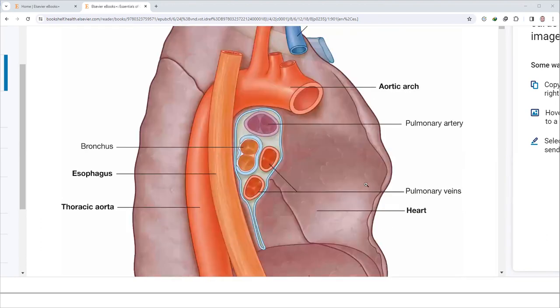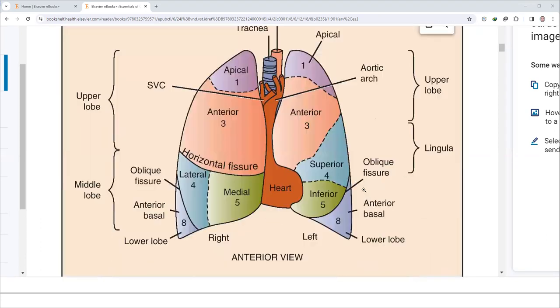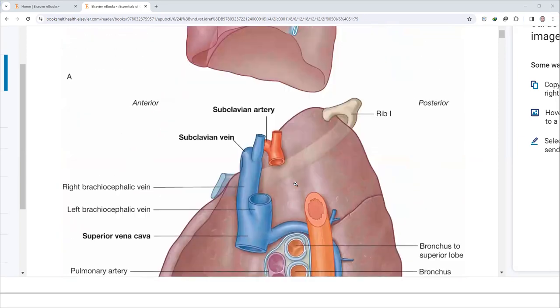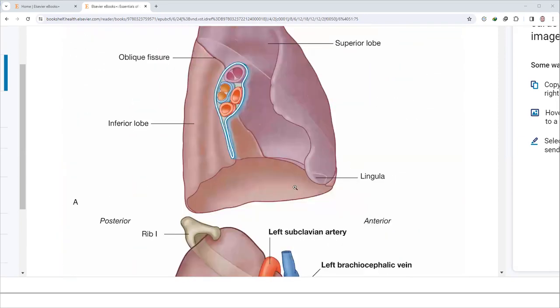Let's go and see them. So we have left upper lobe and left lower lobe. There is no middle lobe. Why is there no middle lobe? Because here the heart is situated, at the lingula. The heart is situated here.